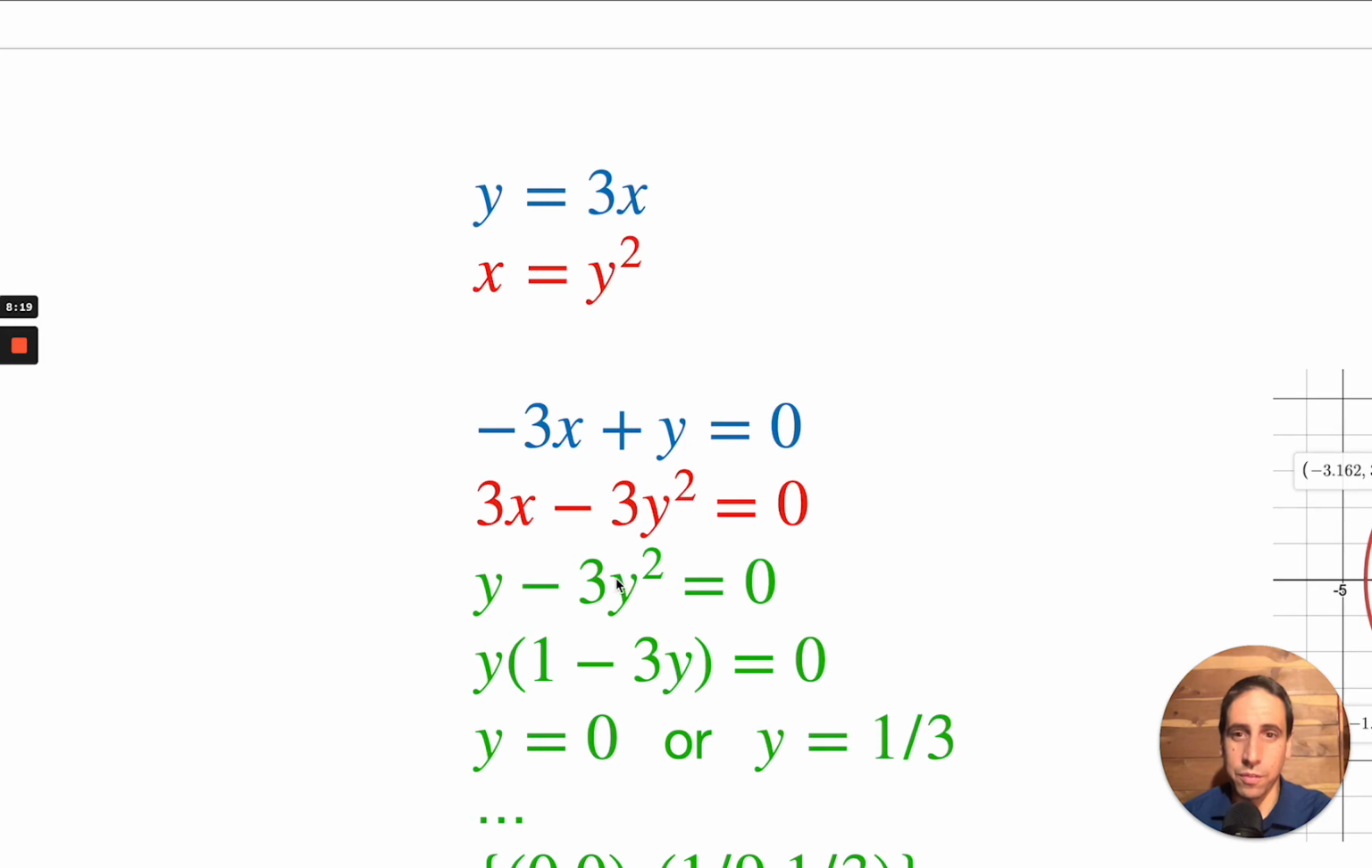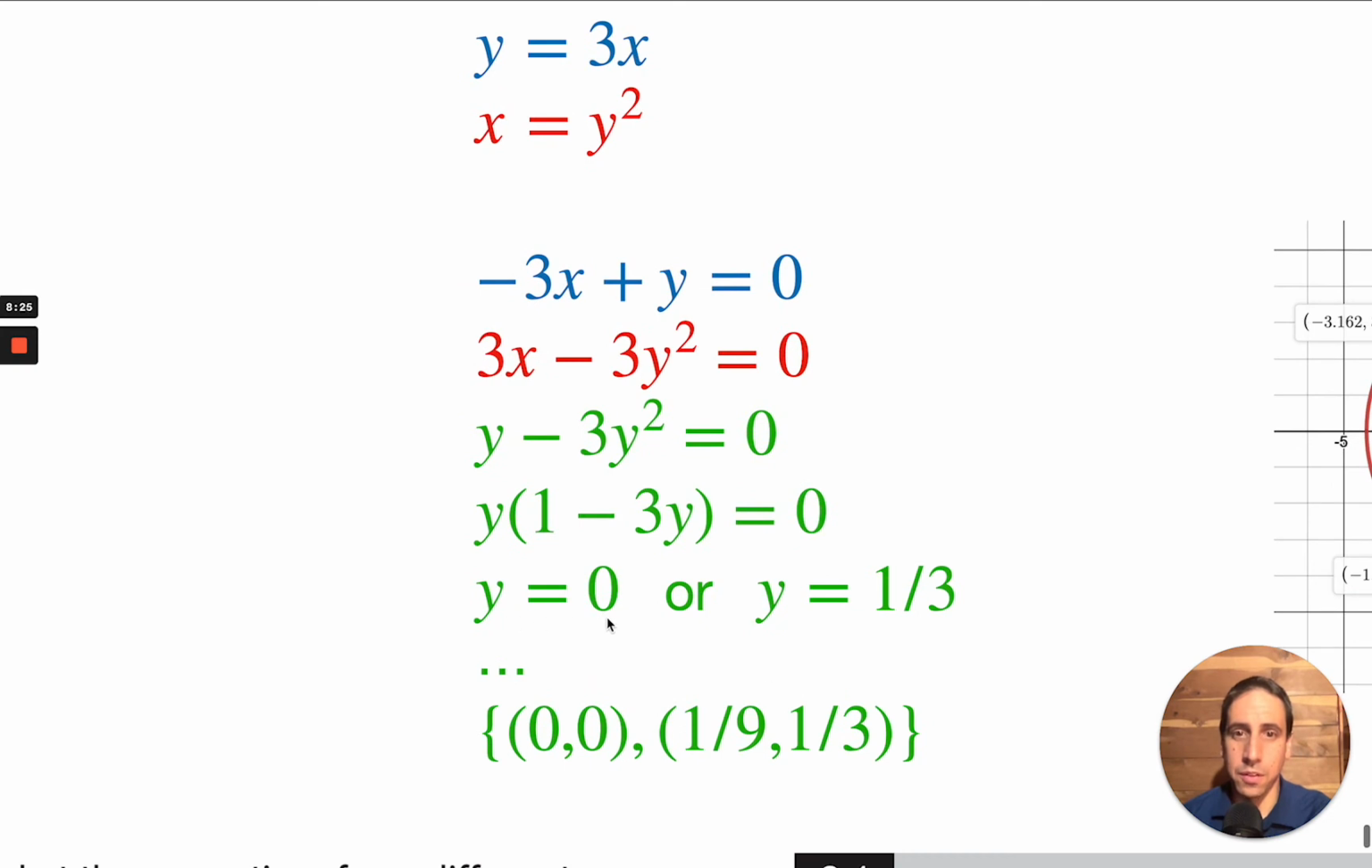Anyway, you can factor out the y, and you have y times 1 minus 3y is equal to 0. And you get y is equal to 0, or y is equal to 1/3. And if you were to graph it, these are the locations where the two graphs would intersect. And these are also the values that make both these equations true at the same time.